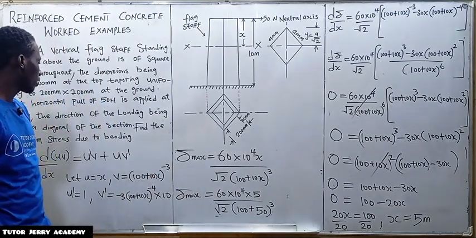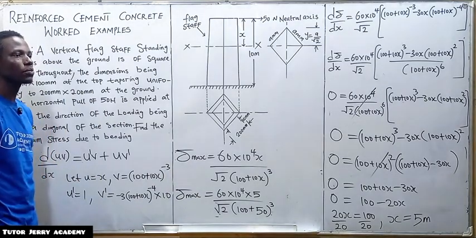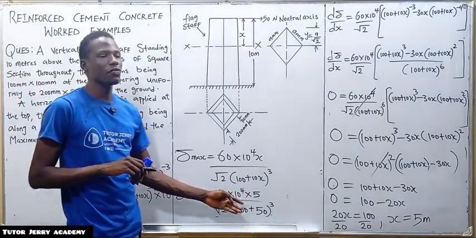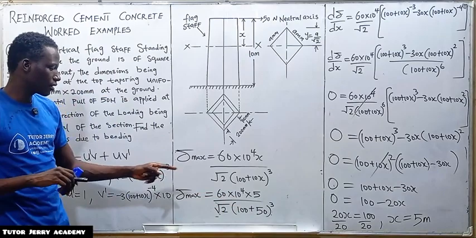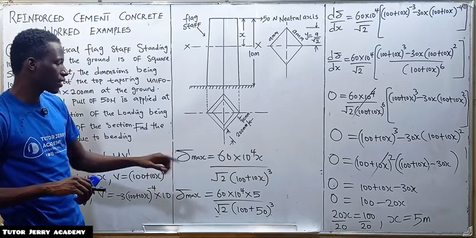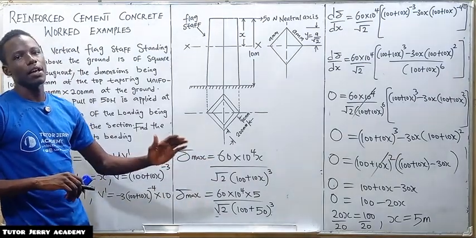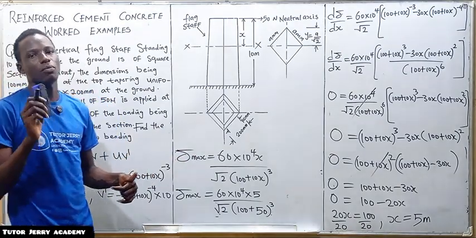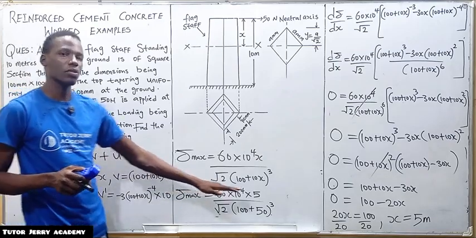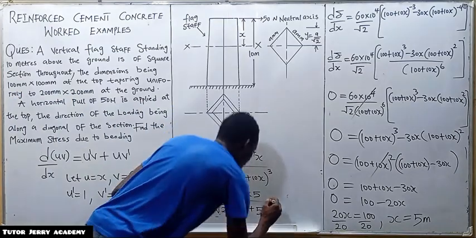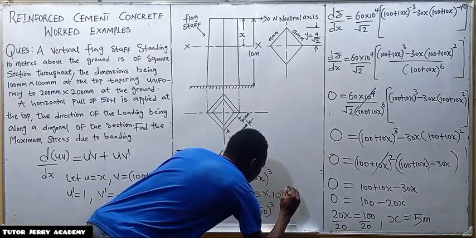But you have to take note of something very, very important. We are substituting 5 here, and 5 is in meters, so we will have to convert meter to millimeter. How do we convert meter to millimeter? We divide by 1000. But in this case, we can just multiply by 10 to the power of minus 3.